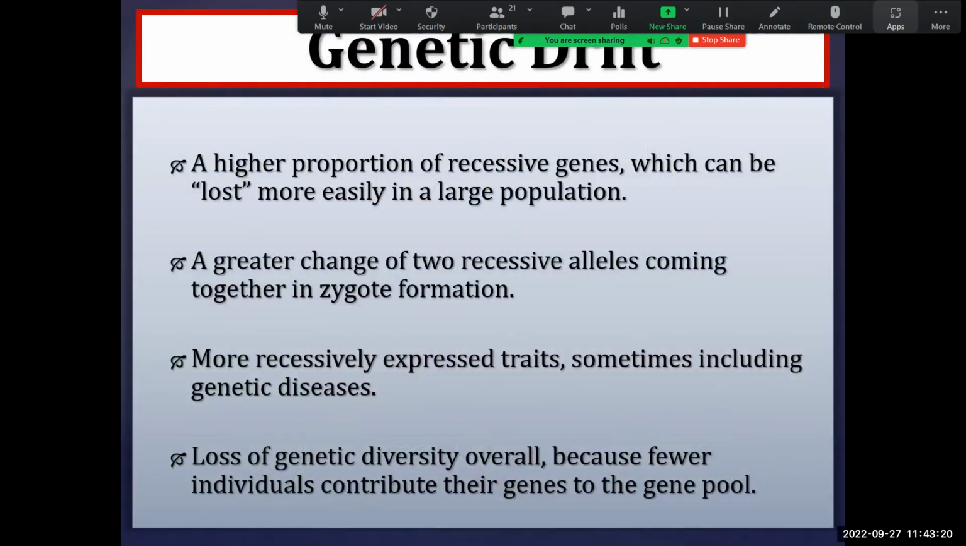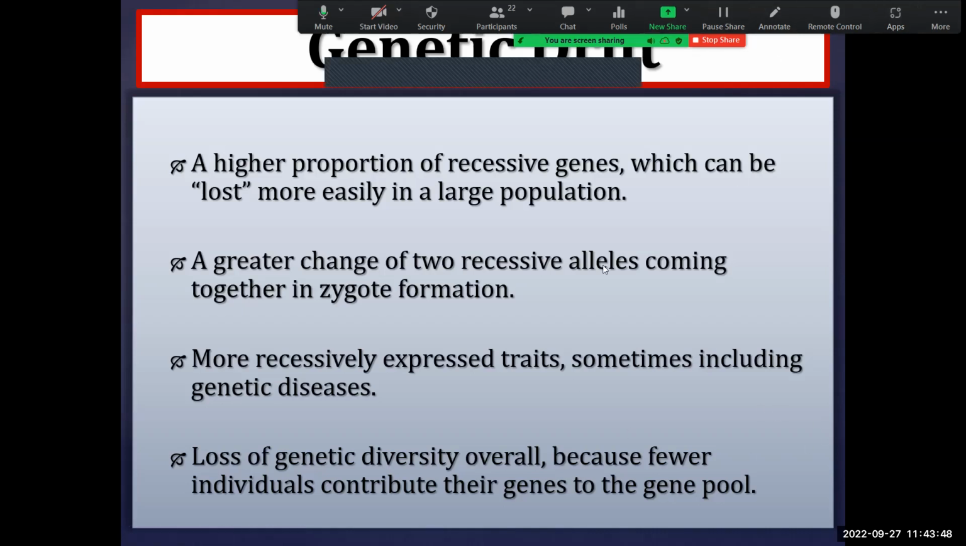All right, genetic drift also results in a higher proportion of recessive genes in some cases, which can be lost more easily in a large population. So if in that last example, if the red allele was actually the recessive, then of course that recessive allele would be perpetuated in the island population, when maybe it might be lost or at least decreased gradually in the parental population. There's a greater chance of two recessive alleles coming together during zygote formation.